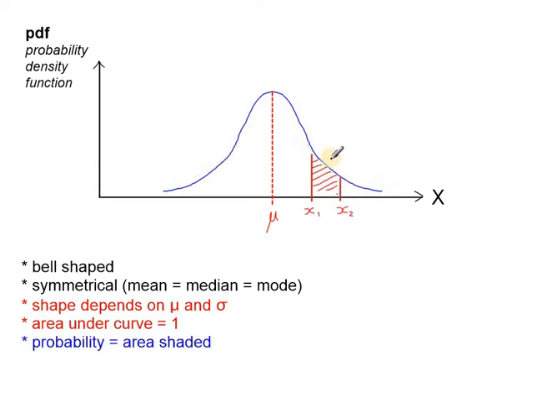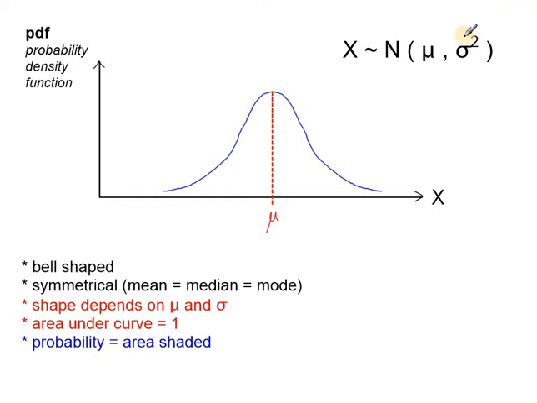Probability is calculated by working out the area of a shaded region. And the distribution is summarized like this. So this is our continuous random variable. It follows a normal distribution, and that normal distribution depends on two parameters, the mean and the variance.